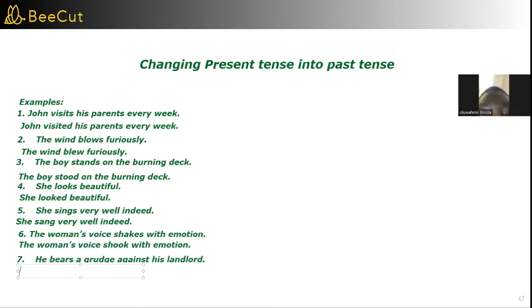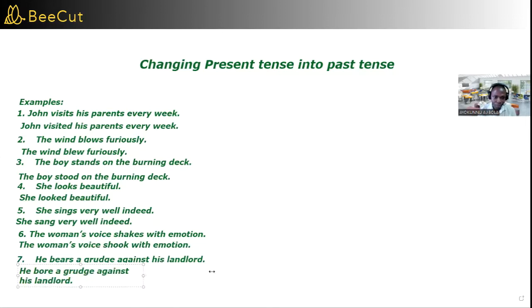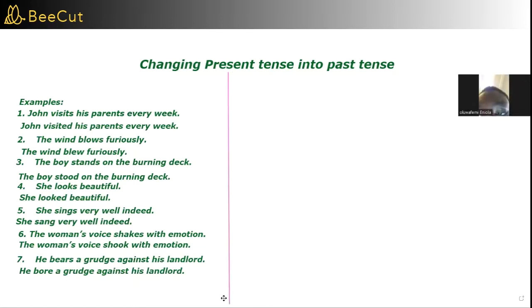He beard a grudge against his landlord. Can you come again, please? He beard a grudge against his landlord. Okay, that is it. The past tense of bear is bore. What's the past tense of bear now? Bore. So he bore a grudge against his landlord. So you can mute yourself back. When I need you to talk, you can come on like that.